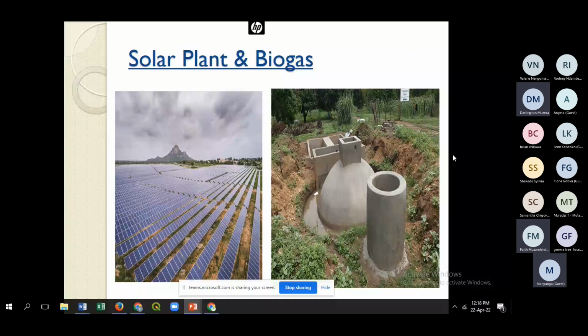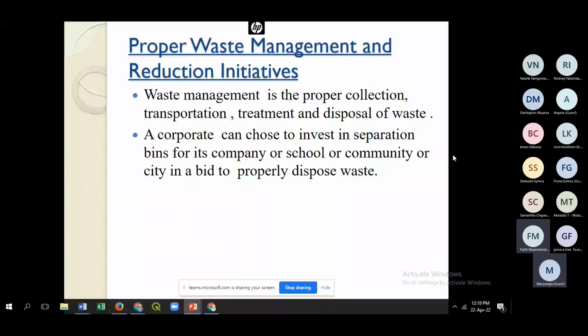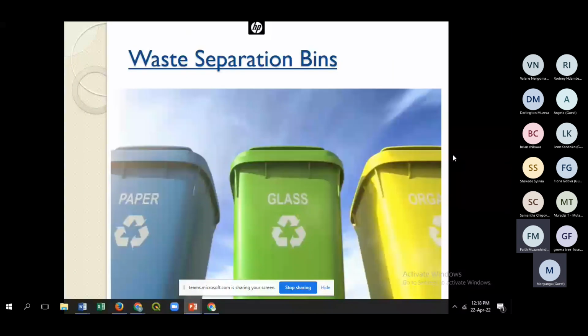If you go to all our hospitals, they cook using gas, which is expensive, LPG, but they also generate a lot of waste that can be utilized from biogas digesters. So there's also need to look into sponsoring the issue of waste management again. So a corporate can choose to invest in separation bins for its company or at a school or community of its choice. Again, we would then champion and ensure that the world is aware of the work that is being done by these corporates, as you can see from this picture.